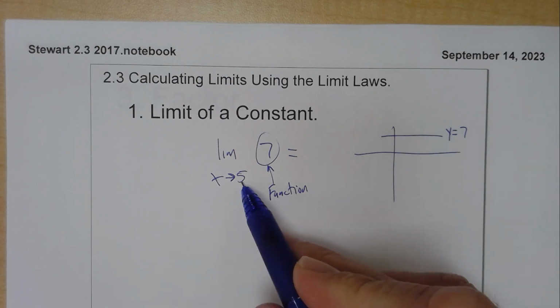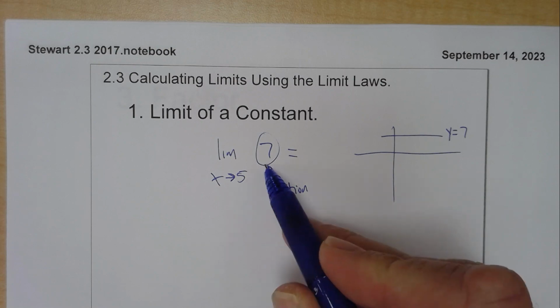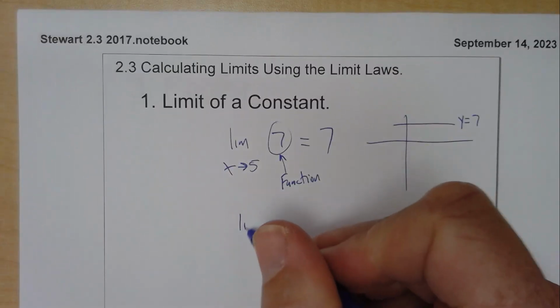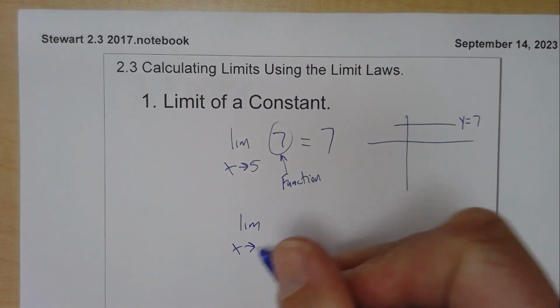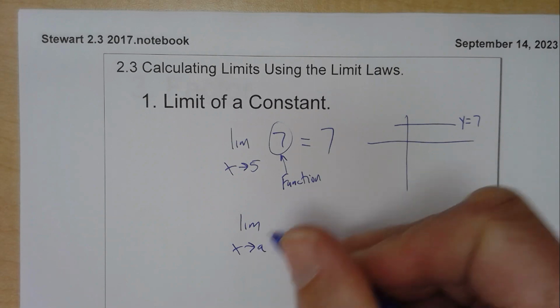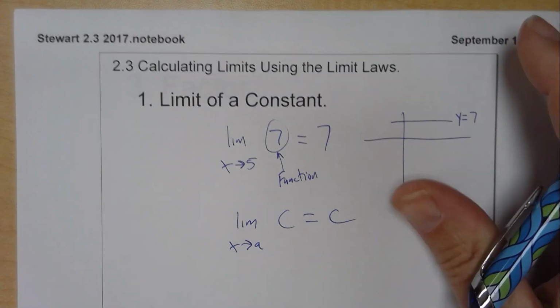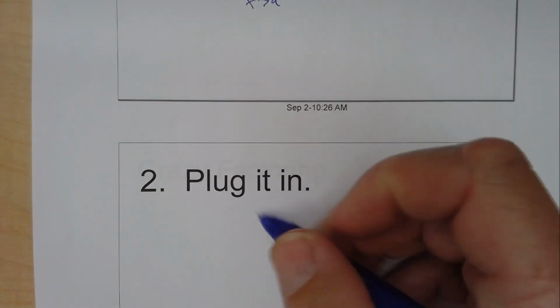So it doesn't even matter where you go to. I just picked 5. The limit of a constant is the constant. So the answer is 7. So the limit as x approaches a of some number c is equal to c. So the limit of a constant is a constant. Plug it in, plug it in.